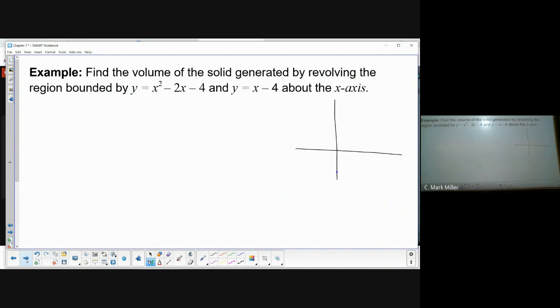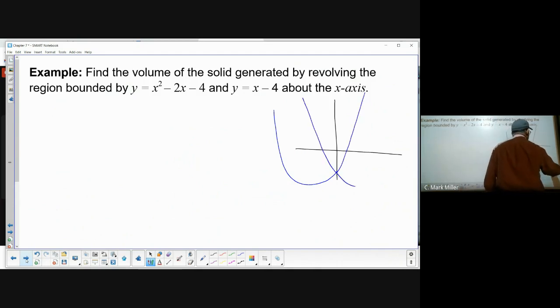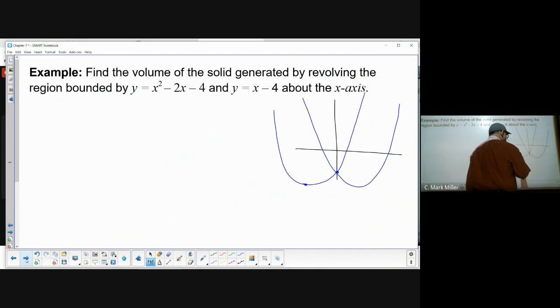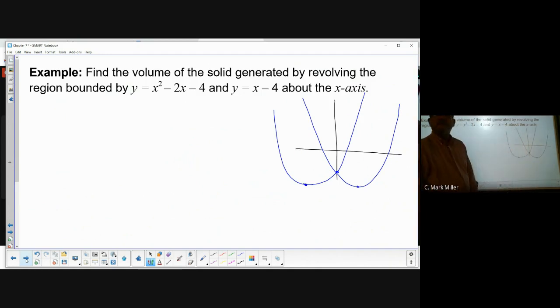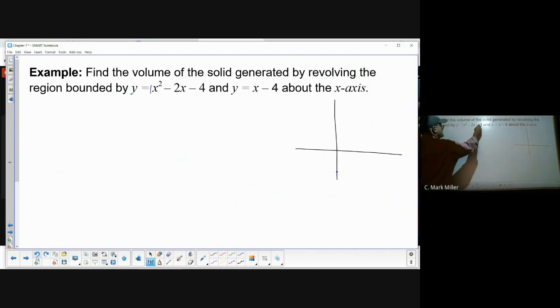Now, don't do this in your paper, but how do we know if it goes this way or that way? It's going to go through that point, -4, right? How do I know which way it goes? Do you know how to get the vertex of a parabola? You should. It's an algebra operation. So you have here 1, minus 2, minus 4. This is A, this is B, this is C.